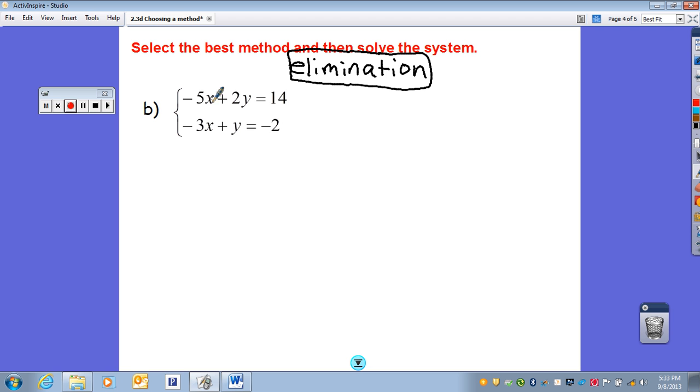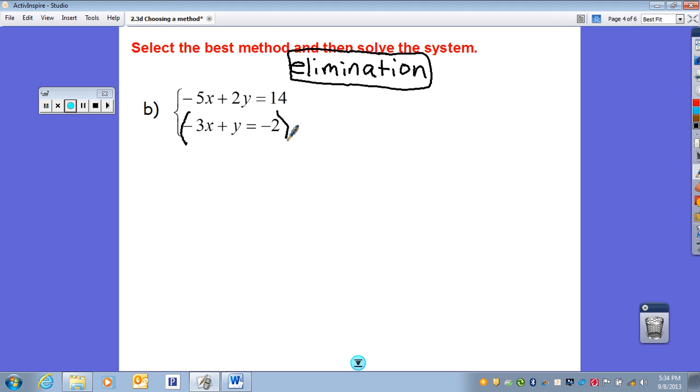With elimination, we want one of the variables to be the exact opposite. So I could find the least common multiple for 5 and 3, which would be 15, and we would want one of these to be positive 15 and one to be negative 15. I could also have the y's be opposite, 2, and I could make this y be a negative 2. That's what I'm going to choose.